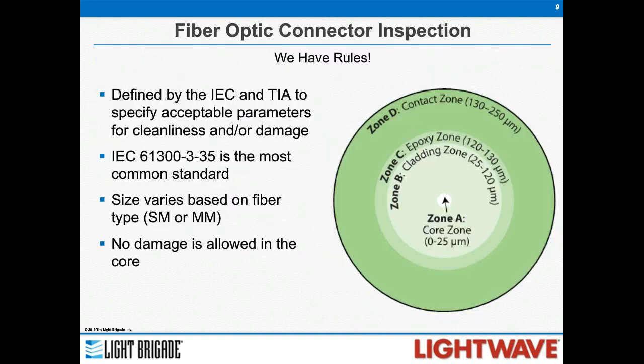So we have rules on inspection. The IEC has a spec, 61300-3-35. This is the most commonly used spec that focuses on different zones on the connector endface and what needs to be clean, where there can be small scratches, and where there can't. All inspection equipment that has any automation to it can test against these and give you automatic pass or fail criteria. There are different settings for single mode and multi-mode fiber in the spec, so choose what works for your network. But if you're doing high-speed networks of any kind, or large installations that might be on the edge relative to how much loss budget you have, you really need to make sure you have nice, clean connectors.